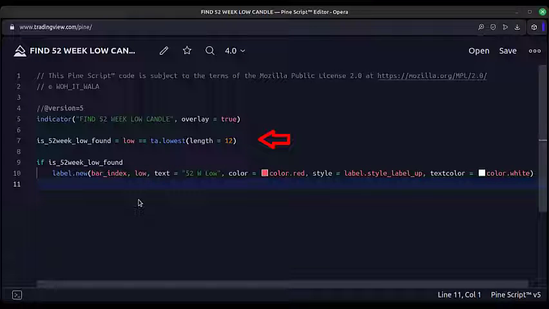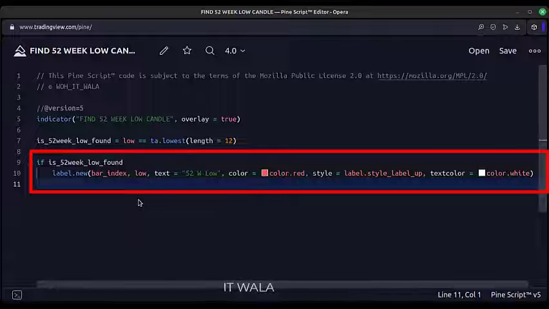Here, first, we find out the lowest point among the last 12 candles. And then we check if the current candle's low is the lowest point among those 12 last candles or not. And if we find such a candle, we show a label under that candle.